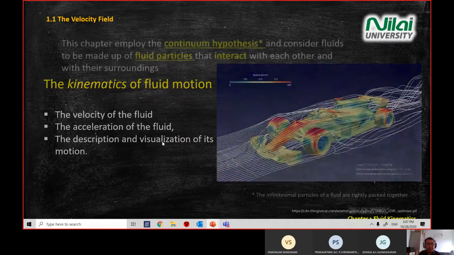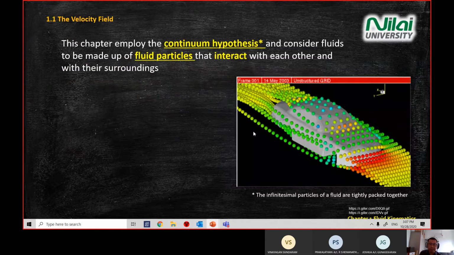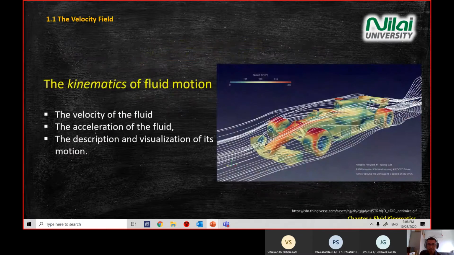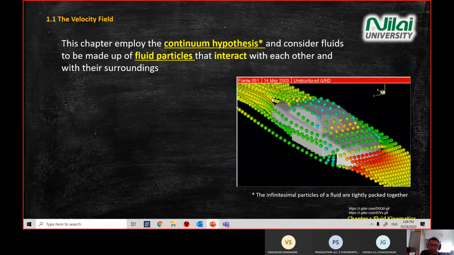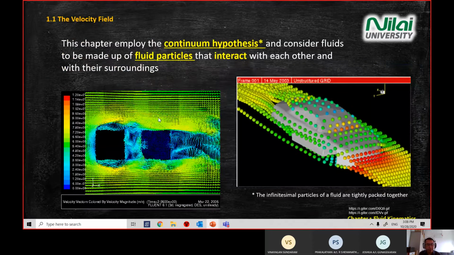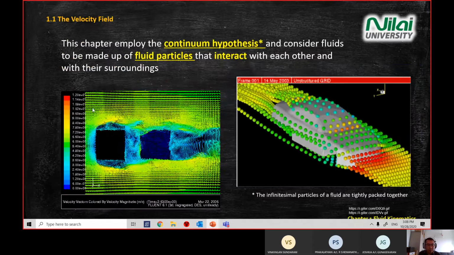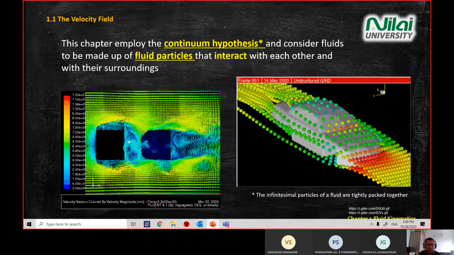Okay, all these are visualization methods. Just now you saw a line, a streamline. This one is a ball representation, but still, if you connect all these balls, you still get the line. Another one: this one is a 2D representation. And this one is in the ANSYS simulation.